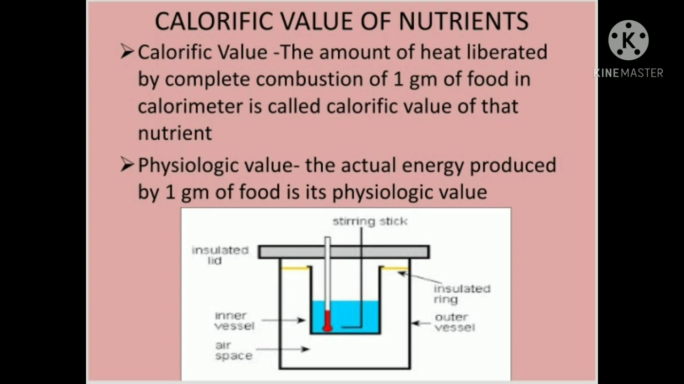Now coming to the next word. The next word is physiological value. The actual energy produced by 1 gram of food is its physiological value. The actual, the net total amount of energy which is produced by 1 gram of food is its physiological value. Okay, I hope you all got this content. Now moving on to the next slide.